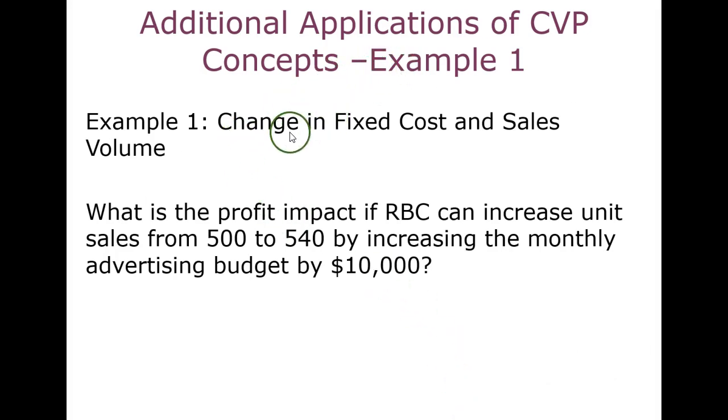Another concept here: change in fixed cost and sales. Let's start changing things at this point. So we want to find out what is the profit impact if RBC can increase unit sales from 500 to 540 by increasing the monthly advertising budget to $10,000. So if we spend more on advertising, and it does increase sales by 40 units, is that favorable?